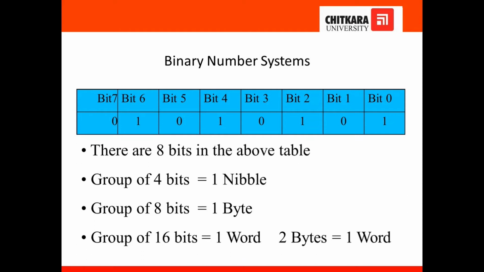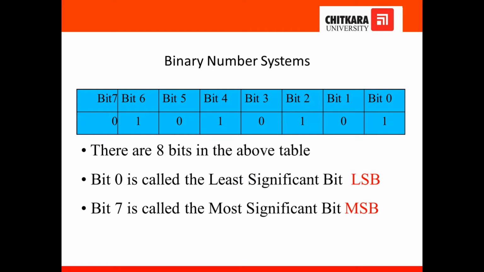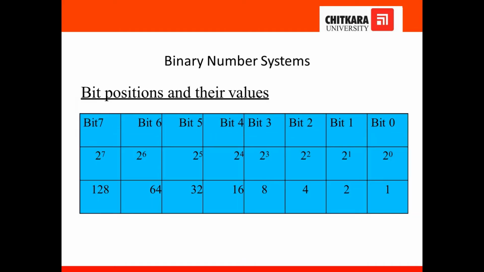Fine. So you have to remember the concept of bits and bytes. A group of bits is known as a byte, and a group of 4 bits is known as a nibble. In the binary number system, as I told you, bit 0 is called the LSB and bit 7 is called the MSB. LSB stands for the least significant bit, MSB for the most significant bit. Fine.